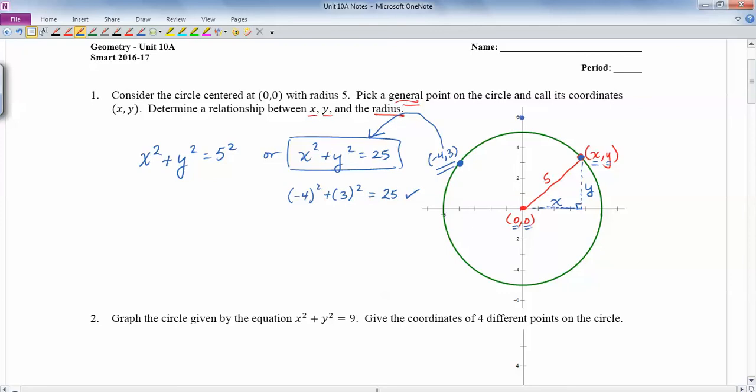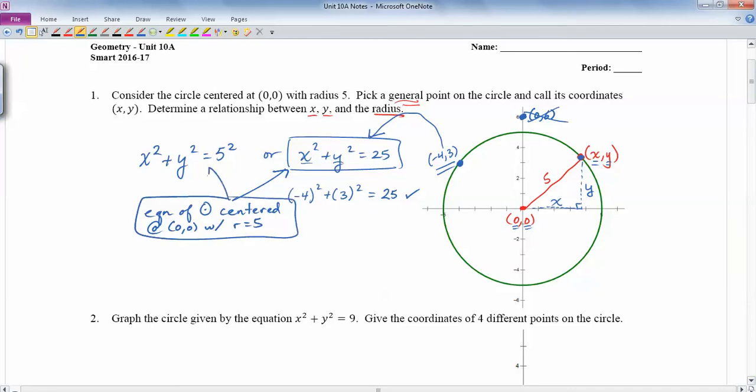If I picked a point like 0, 6 and plugged it in, you plug in 0 here and 6 there, you get 0 squared plus 6 squared is 36, definitely not 25. So that means this point's not on the circle. Okay. So this right here is the equation of the circle centered at 0, 0 with radius equaling 5. Or this one. Either one is fine.